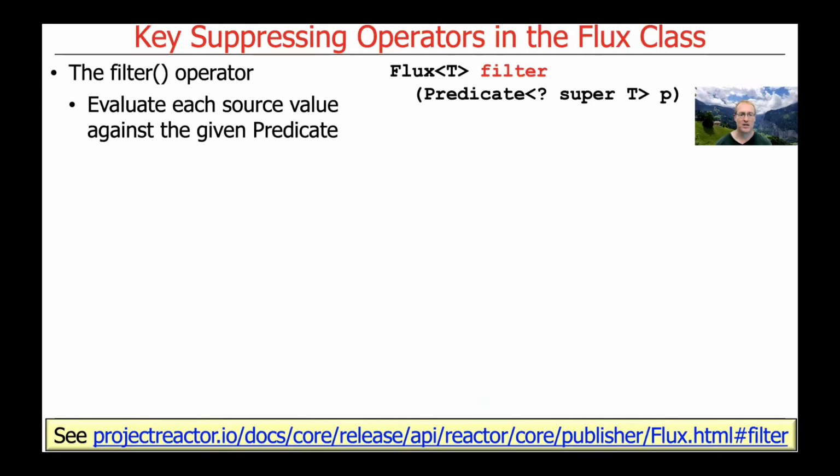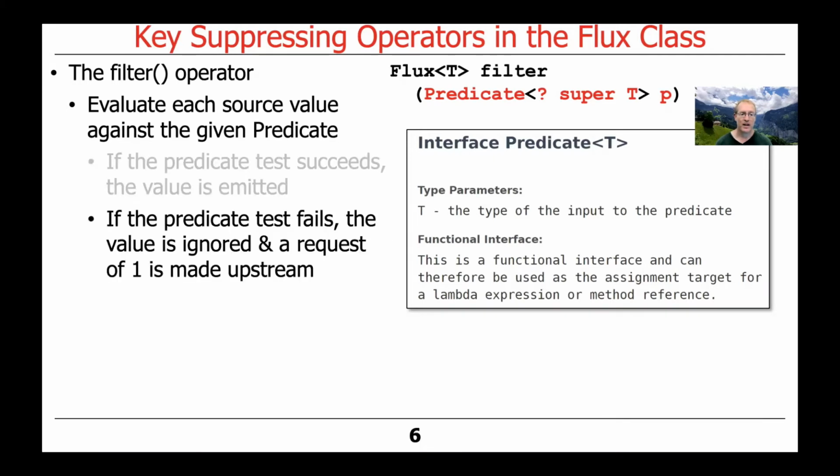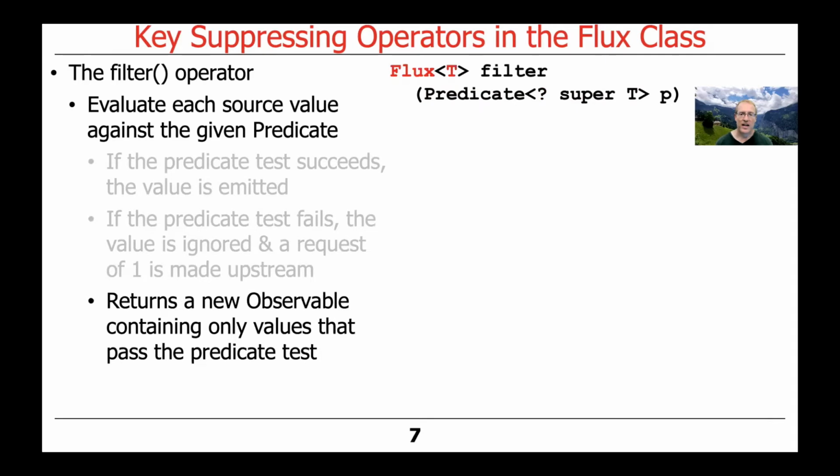What this does is it evaluates each source value and compares it against a given predicate value. And this predicate value, of course, is passed as a parameter to filter. It's going to be an instance of interface Predicate, which is another one of those Java 8 functional interfaces that came around when Java moved to functional programming back in the 2014 timeframe. If the predicate test succeeds, then and only then will the value be emitted so it can go up the stream. If the predicate test fails, then the value is ignored and another request is made to get the next element from upstream. The filter method returns a new Observable that only contains the values that passed the predicate test.